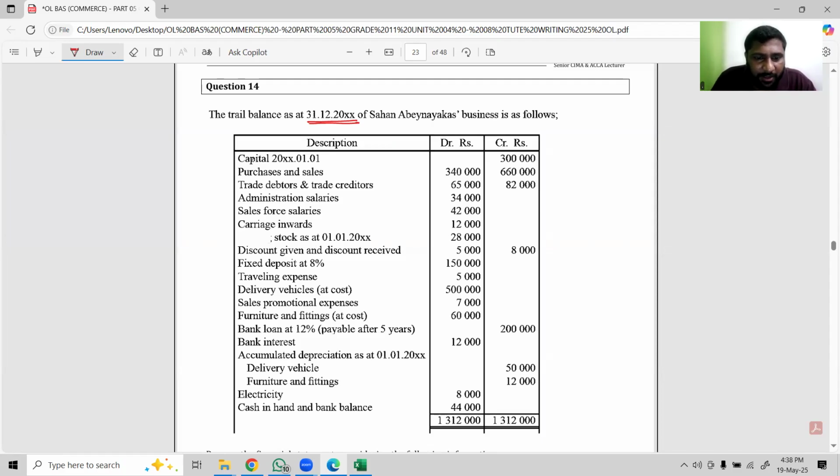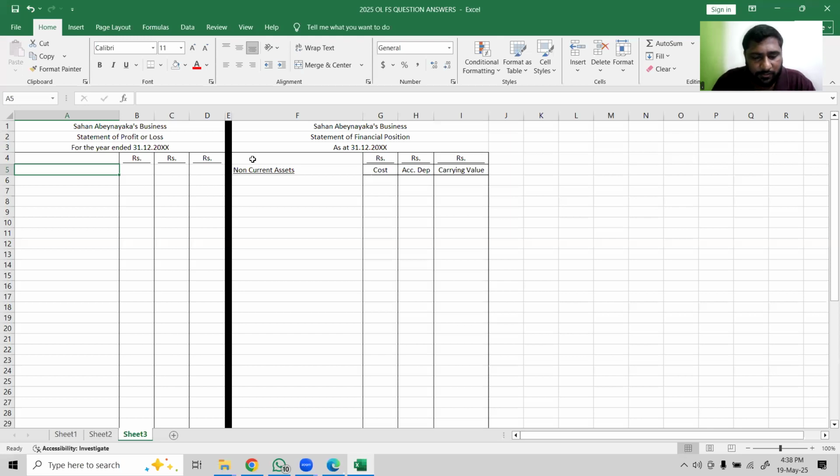So they have given the purchases and sales both. So sales is a credit item, purchase should be a debit item. So this is the purchase, this is the sales. So we'll record the sales first, 660,000.